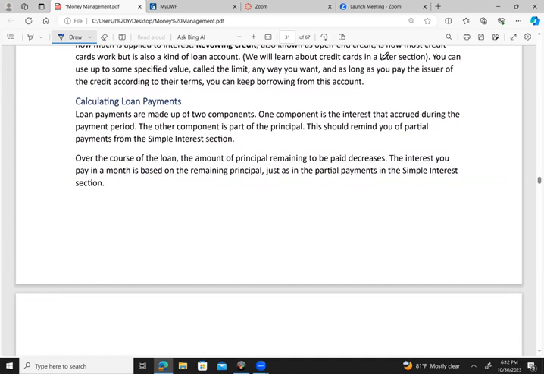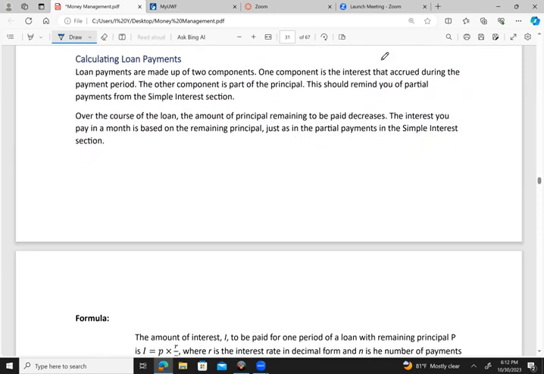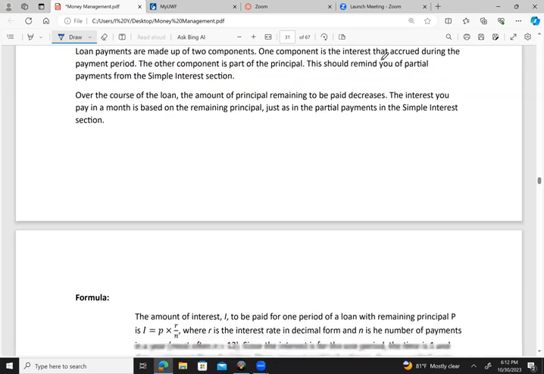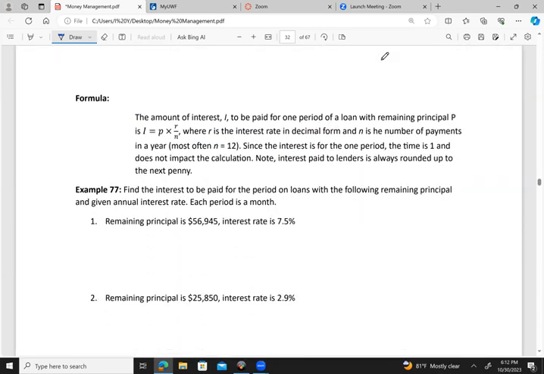Loan payments are made up of two components. One component is the interest that occurred during the payment period. The other component is part of the principal. This should remind you of partial payments from the simple interest section. Over the course of a loan, the amount of principal remaining to be paid decreases. The interest you pay in a month is based on the remaining principal, just as in the partial payments and simple interest. So we have a formula.